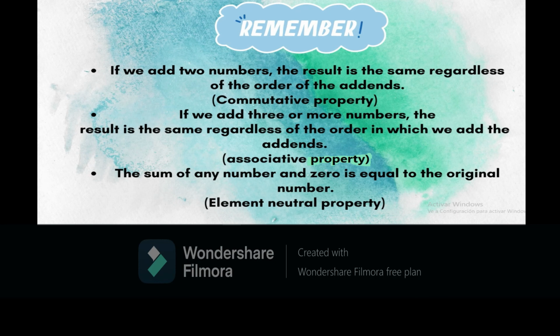Remember, if we add two numbers, the result is the same regardless of the order of the addends: commutative property. If we add 3 or more numbers, the result is the same regardless of the order in which we add the addends: associative property. The sum of any number and 0 is equal to the original number: neutral element property.